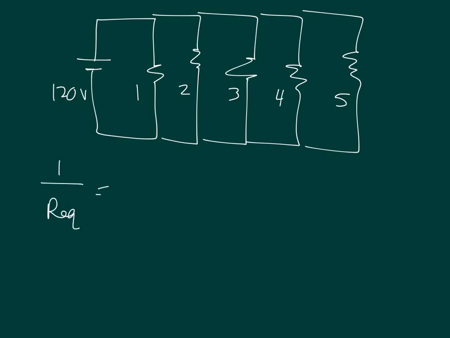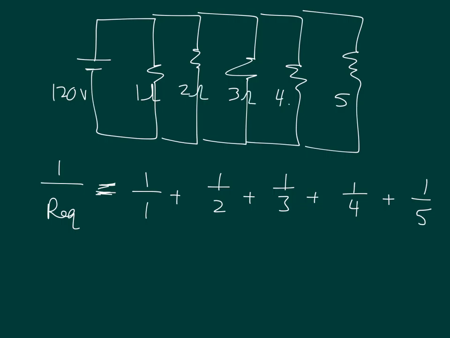Very good. 1 over REQ, and this is one of your formulas. It says it on your formula sheet if you need to look. It equals 1 over 1, plus 1 over 2, plus 1 over 3, plus 1/4, plus 1/5. Those correspond to the resistors. I didn't put units; these are 1 ohm, 2 ohms, 3 ohms, 4 ohms, 5 ohms.